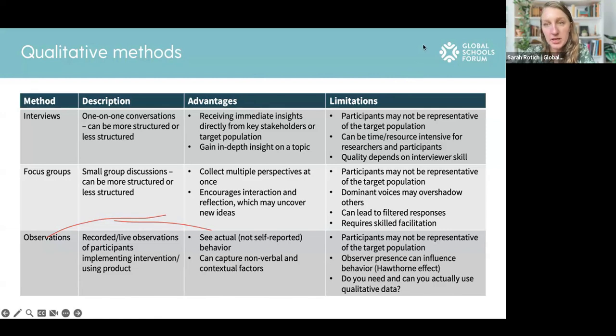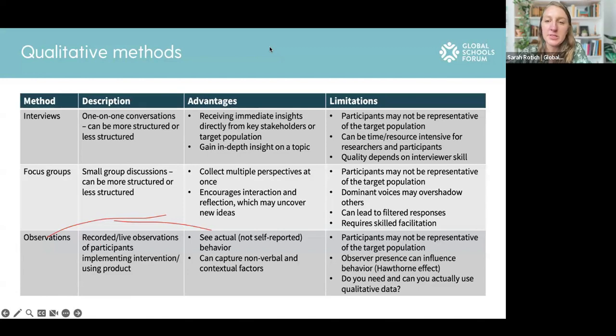Focus group discussions are similar, but instead of being a one-on-one conversation, they're small groups, so you hear from several people at one time. Compared to interviews, where you're just getting one perspective at a time, this can be a little bit more efficient. It also encourages interaction and reflection. One participant might say something that triggers an idea in someone else, and that can lead to new and rich insights.